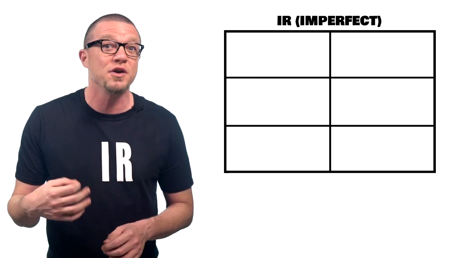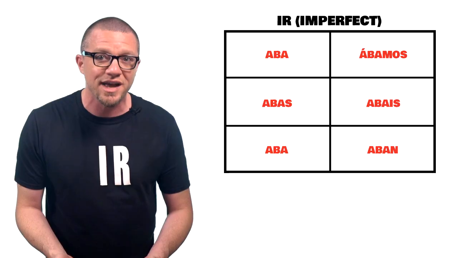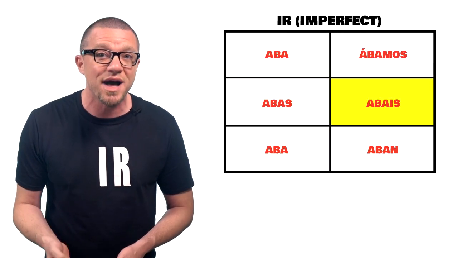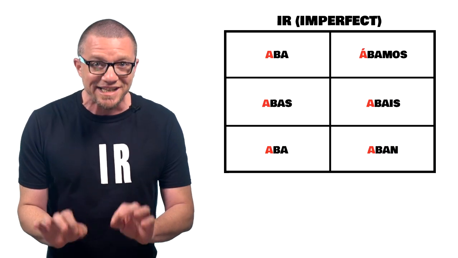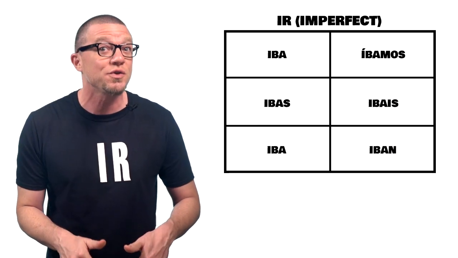Remove the IR in every box, then add the regular AR imperfect endings. So yes, AR endings for an IR verb. Aba, abas, aba, abamos, abais, aban. Then change all the leading A's to I's. And those are the imperfect endings for ir, but they're also the full words.